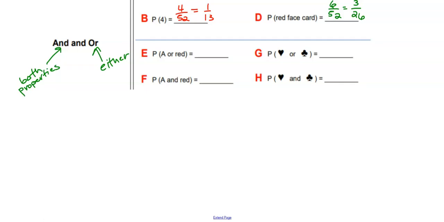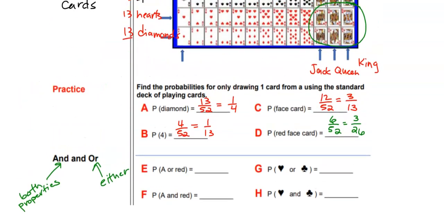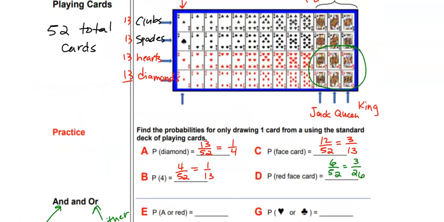Okay, so if we look at an example here, it says either an ace or a red. So if I go back up here, I'm going to circle all of the aces, so there's 4 of them, or a red card. So these are all of the red cards. Now, we don't want to count these 2 twice. We got to make sure we only count them once. So be a little bit careful there.